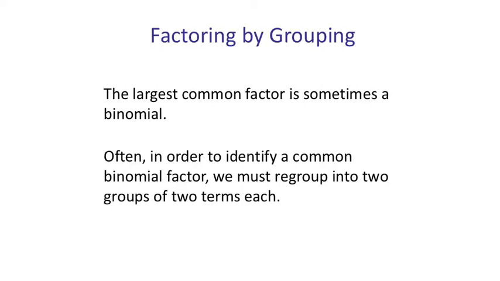So factoring by grouping, usually these will have 4 terms, and then we'll group them 2 terms at a time, like the first 2 and then the second 2. And then from that, we will factor out a binomial from the, I'm going to call it a coefficient, but that may not be correct. Often in order to identify a common binomial factor, we must regroup into 2 groups of 2 terms each. So again, that'd be 4 terms total. If you see 4 terms, generally that means that you're going to be factoring by grouping.